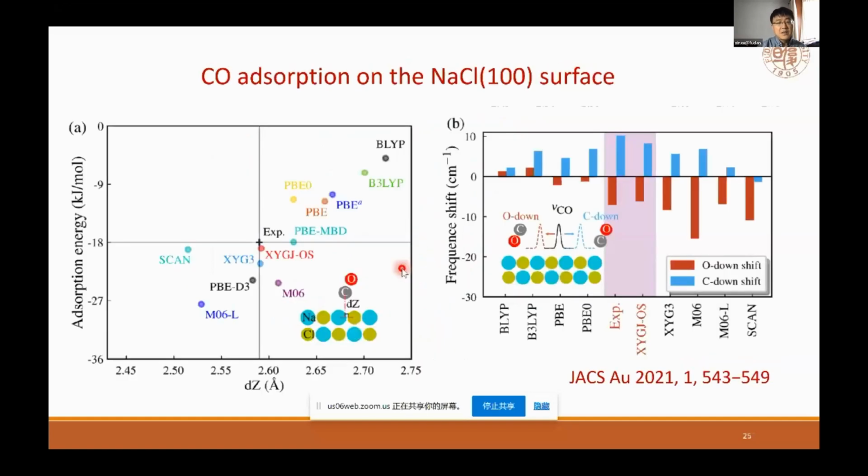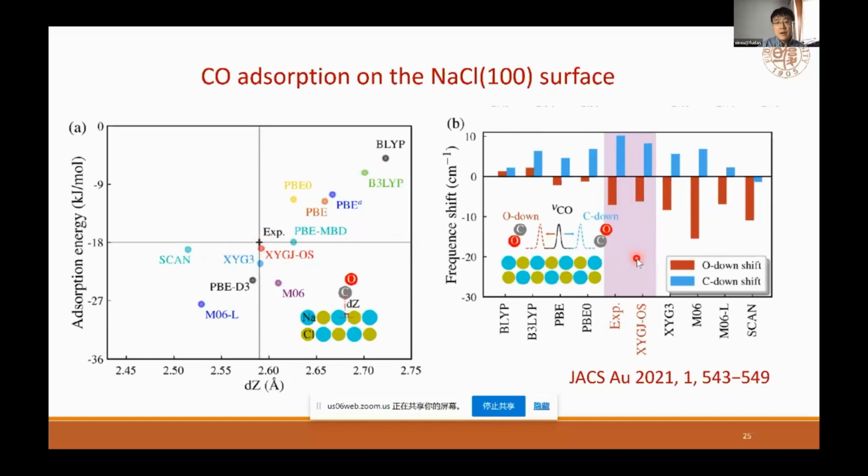So here is another example, working on the CO adsorption on the sodium chloride 101 surface. We compare the geometries and the adsorption energy, and you can see that some other functionals which work for the adsorption energy are not good for geometry, and some of them are poor for both geometry and adsorption energy. It's only our functional which can predict both good geometries and adsorption energy.